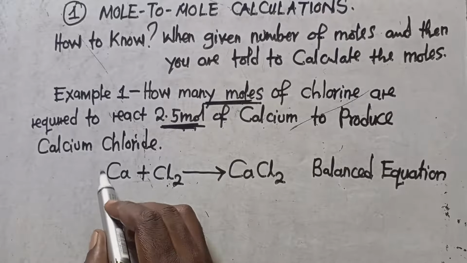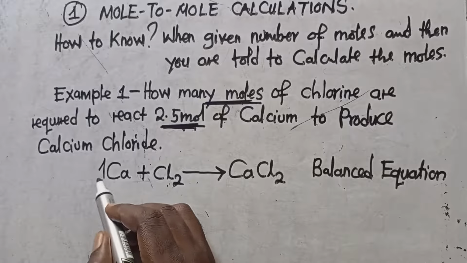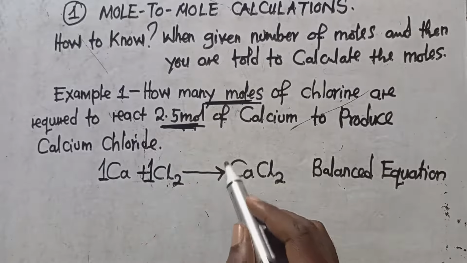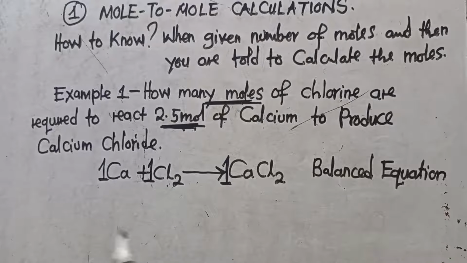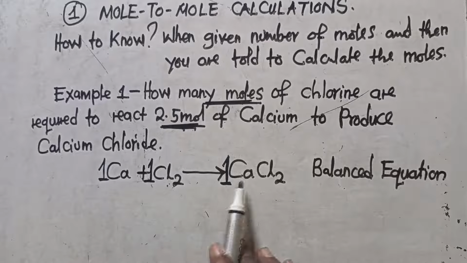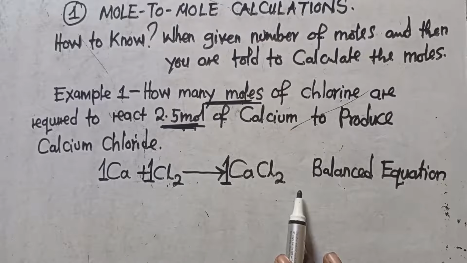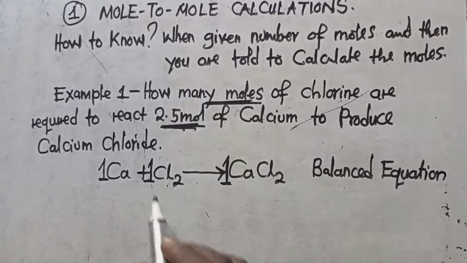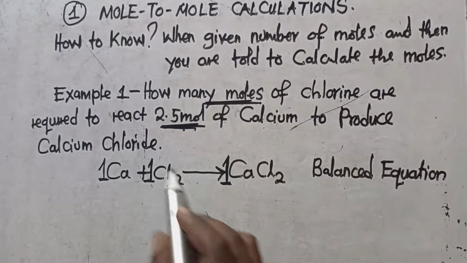So we get the ratios here. Since it is already balanced, there is a 1 already. Here there is a 1. Even here there is a 1 because we haven't put any number to balance this. So there is 1, 1, 1. All the ratios are 1 here. So you are told how many moles of chlorine. We are going to get chlorine here. How many moles?